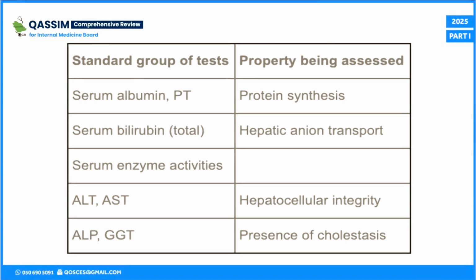INR, which measure the synthetic function of the liver, and serum total bilirubin, both direct and indirect, which measures the hepatic anion transport. It's important to note that hepatic anion transport is ATP dependent, so it requires a healthy hepatocyte and ATP for the excretion of bile. The bilirubin conjugation is indirectly dependent on ATP and the healthy hepatocyte. So both bilirubin conjugation and excretion require ATP and a healthy hepatocyte.